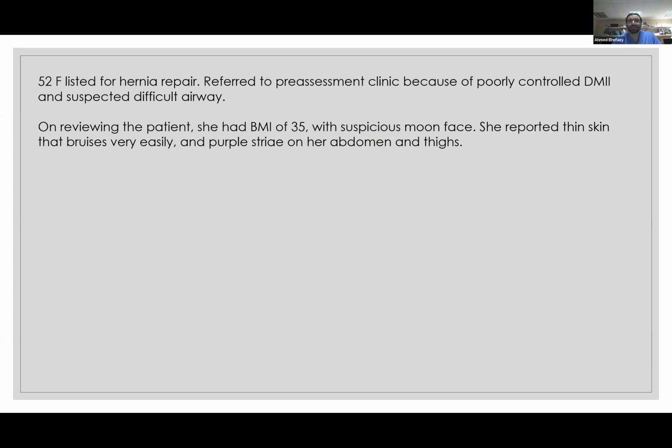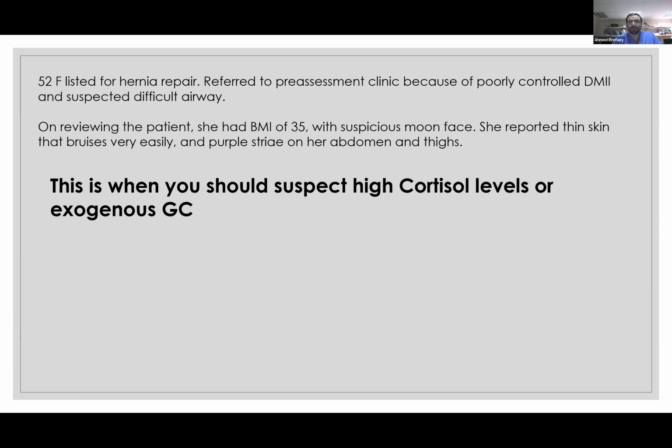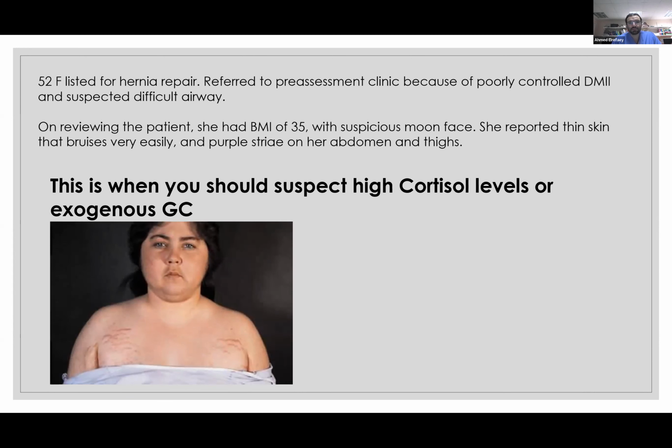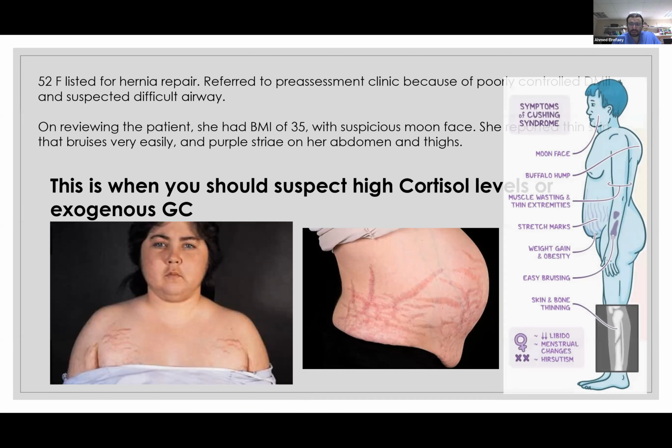She reported thin skin that bruises very easily and purplish striae on her abdomen and thighs. And this is the clinical picture when the cortisol is high. This is Cushing's syndrome. This is how it looks: moon face, purplish striae. You can see that. This is very, very characteristic, very thin skin and the purplish striae on the abdomen.